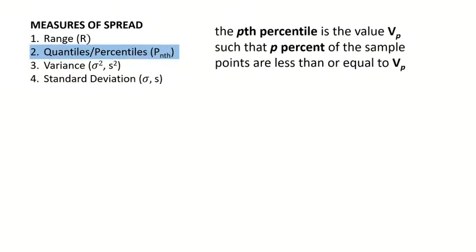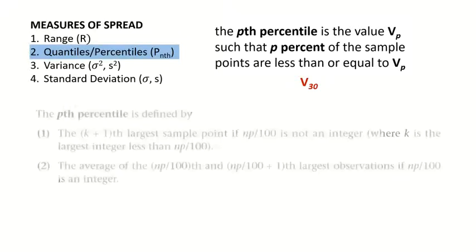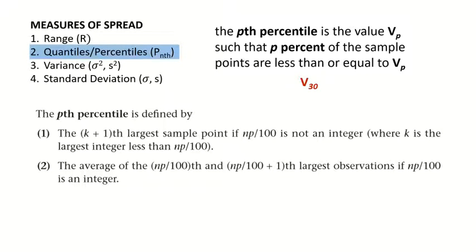The pth percentile is the value v sub p, such that p% of the sample points are less than or equal to v sub p. For example, 30% of the sample points are therefore less than or equal to the 30th percentile of a data set. Here are more specific definitions of the pth percentile. We are going to go through these on the next couple of slides.